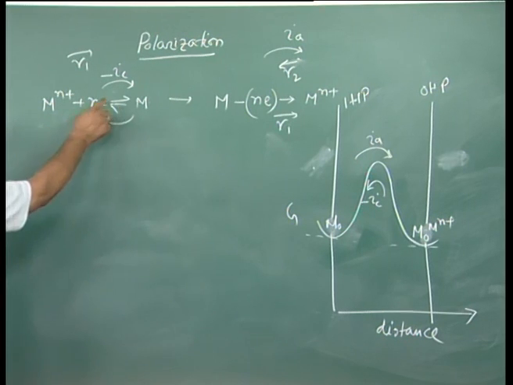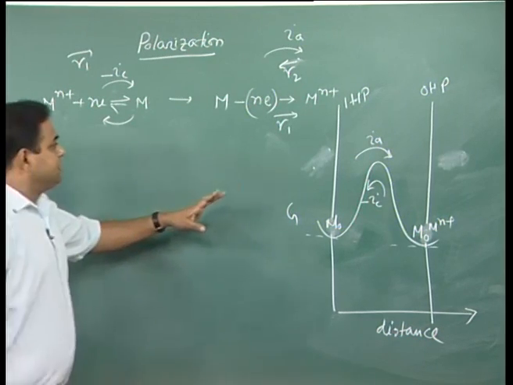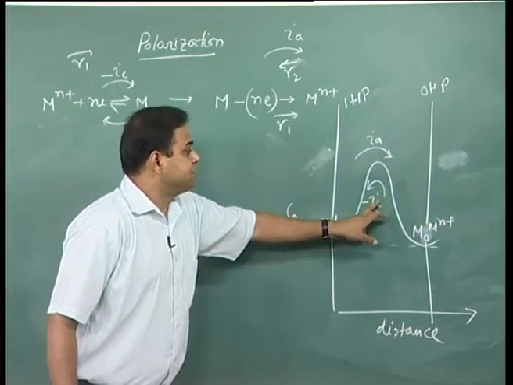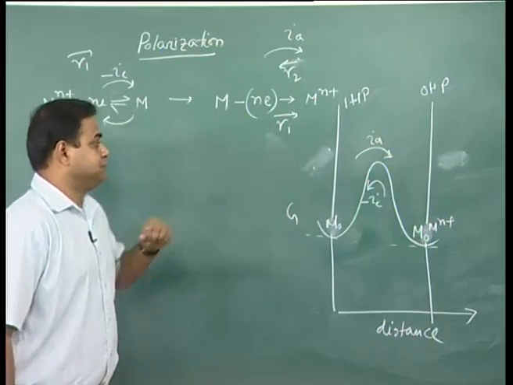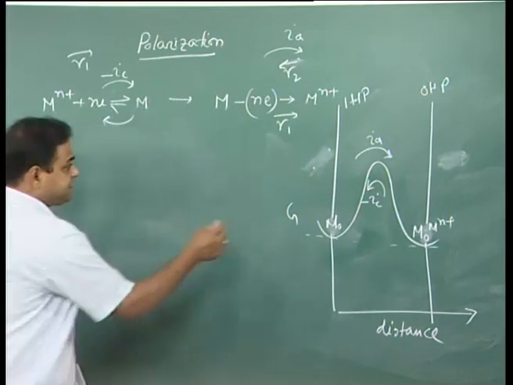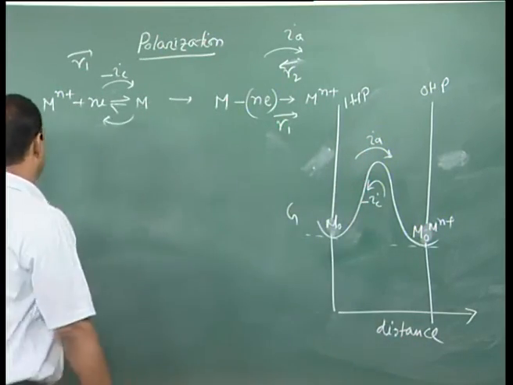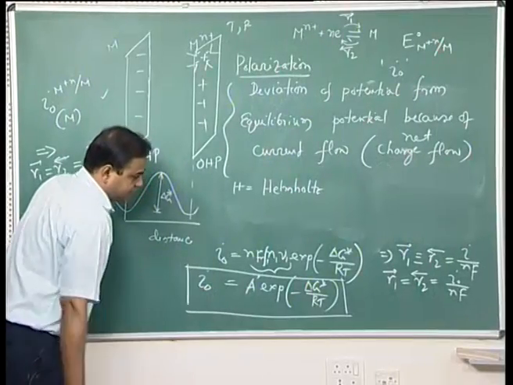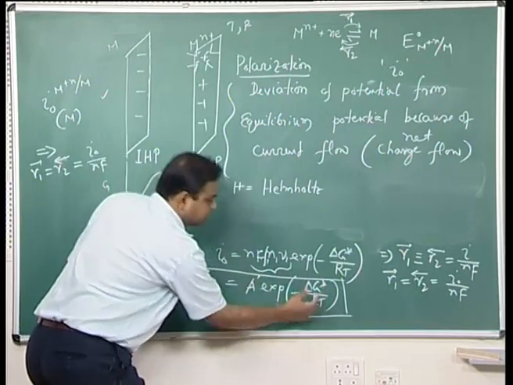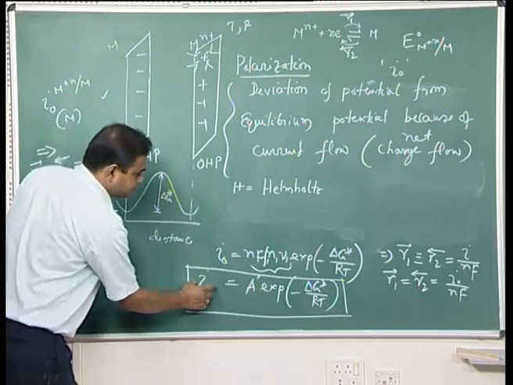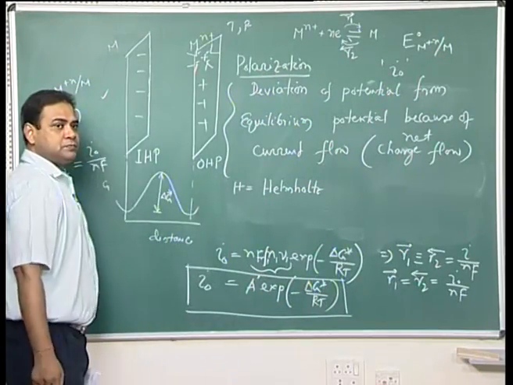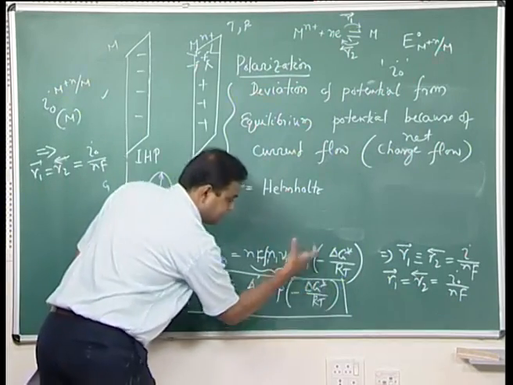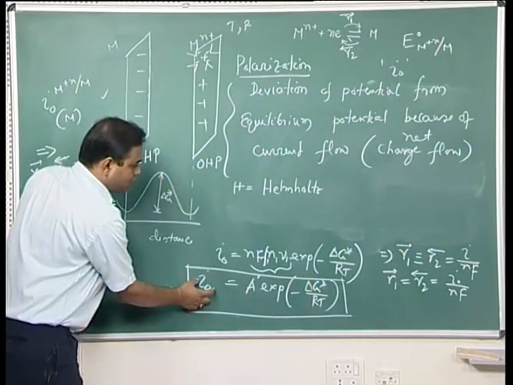Now, you disturb this equilibrium. If you disturb this equilibrium, you can see that this would be greater than this. That is what we have seen. Now we know this relation: if this term increases, this term would go down, and if this term decreases, this term will go up.